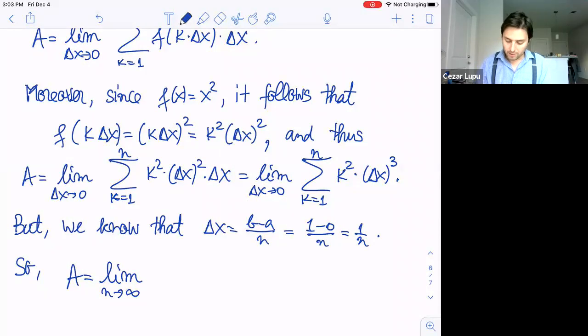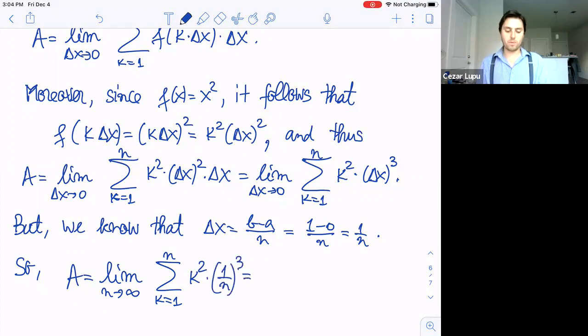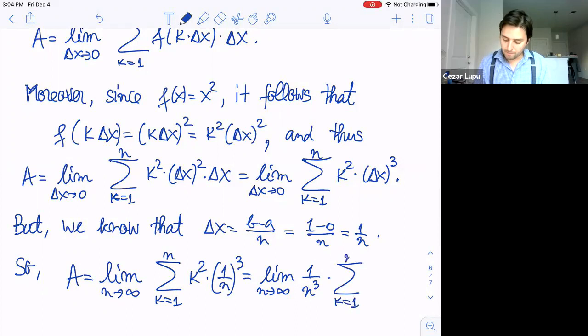So the area will be the limit as n approaches infinity, right? Okay, and now let's write the sum. It will be the sum from k equals 1 to n of k squared times delta x cubed. So we have 1 over n, everything cubed. And this 1 over n is a constant, so let's take it out. So this is nothing else than the limit as n approaches infinity of 1 over n cubed times the sum from k equals 1 to n of k squared.